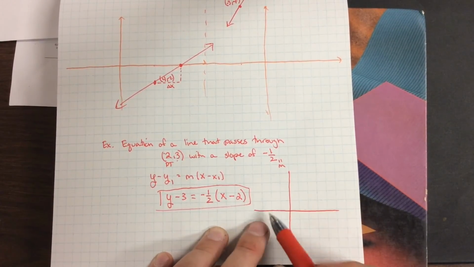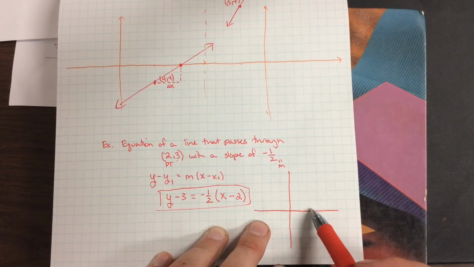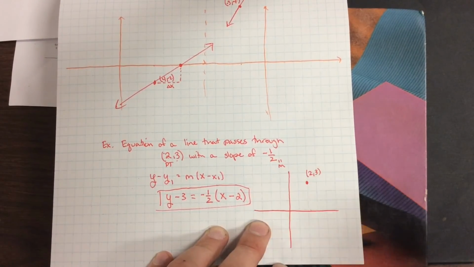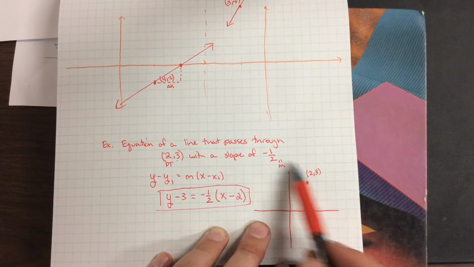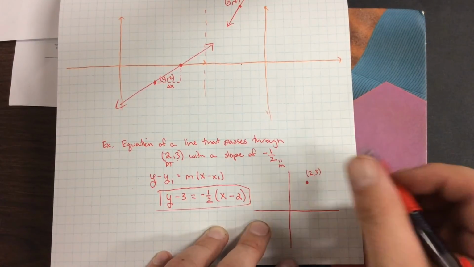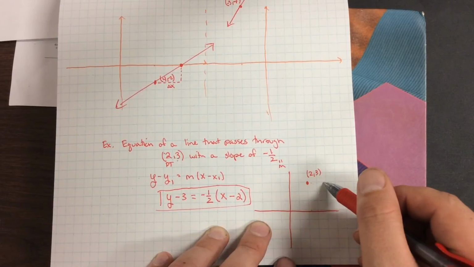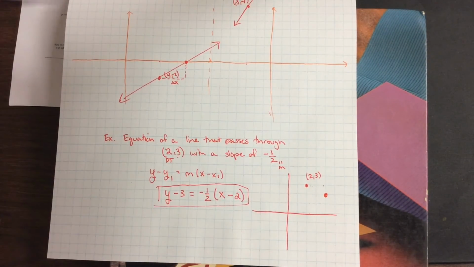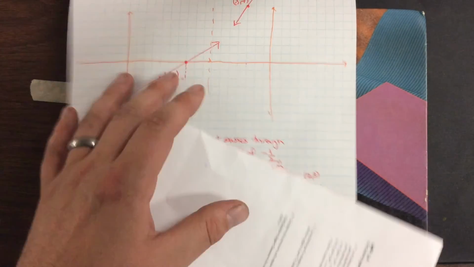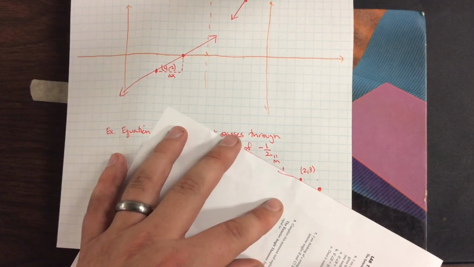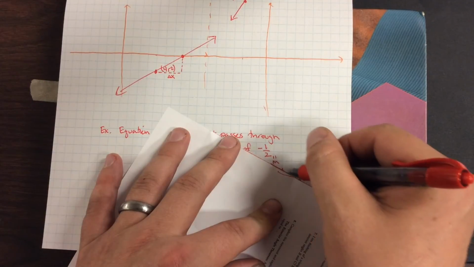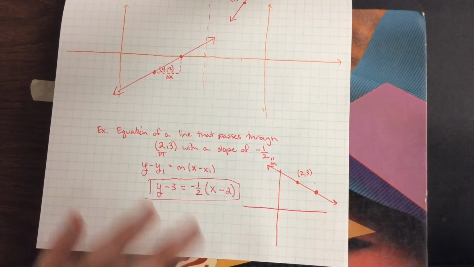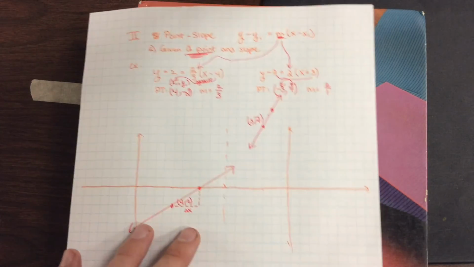So this says go out to the point 2, 3. 2, 3 is right here. And now we are going to go over 2, down 1. Over 2, down 1. Make another point. And then once I have 2 points, I can go ahead and graph my line. Okay? So the new idea here, folks, is this idea of point-slope form.